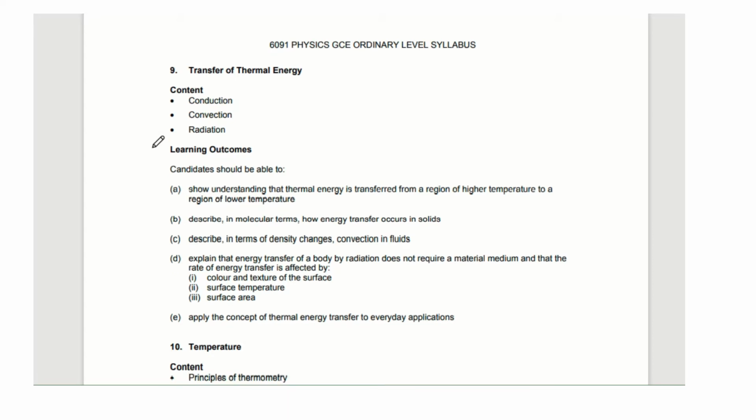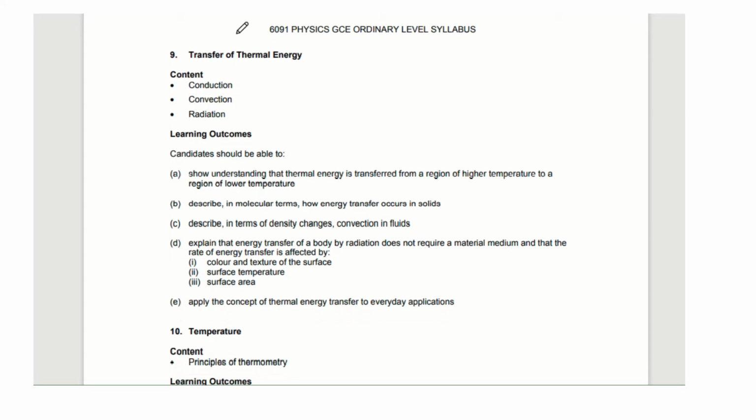In the O-level physics syllabus on the chapter on transfer of thermal energy, you need to know about conduction, convection, and radiation. What about them in particular? Let's take a look. Firstly, you need to show an understanding that thermal energy is transferred from a region of higher temperature to a region of lower temperature. So something that is hot will lose heat to its surrounding. Something that is cooler will gain heat from the surrounding. And heat always travels from high to low, somewhere with high temperature to somewhere with low temperature.